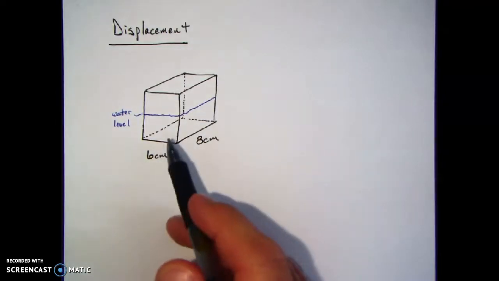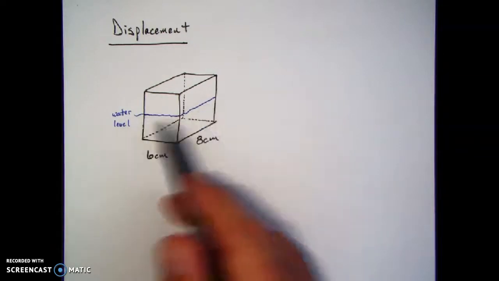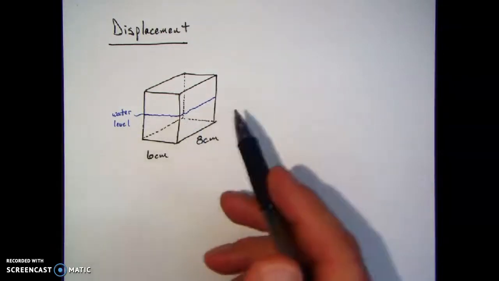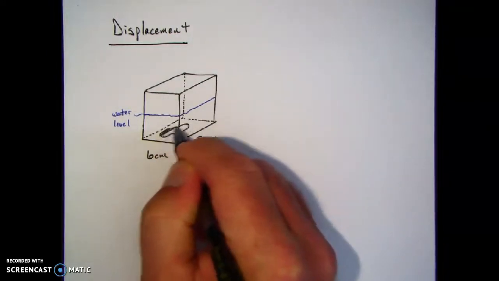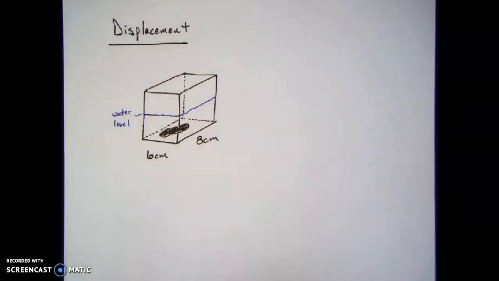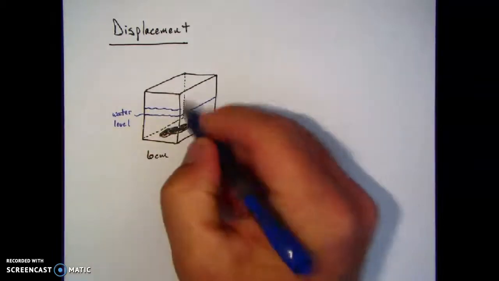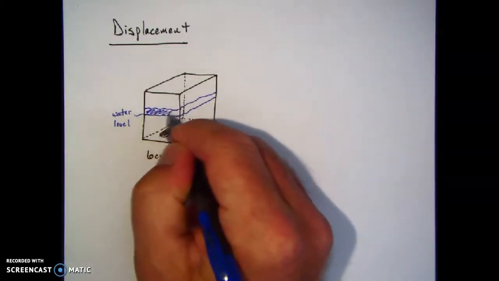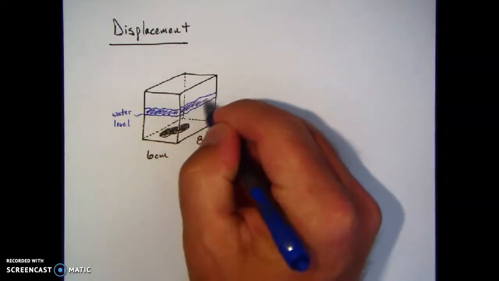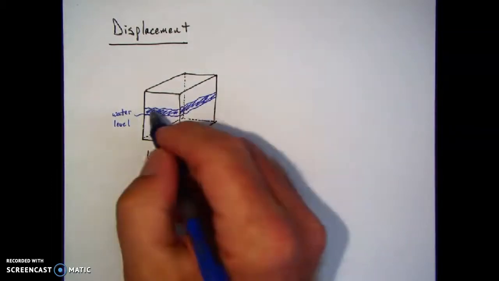So I have this prism, and let's say it's got some water in it already, and I drop a clump of metal down into the bottom of this. All right, so when I drop that clump of metal into the prism, our water level is going to go up. When we're talking about displacement, what we're really talking about is the amount of water that has been displaced by that clump of metal.